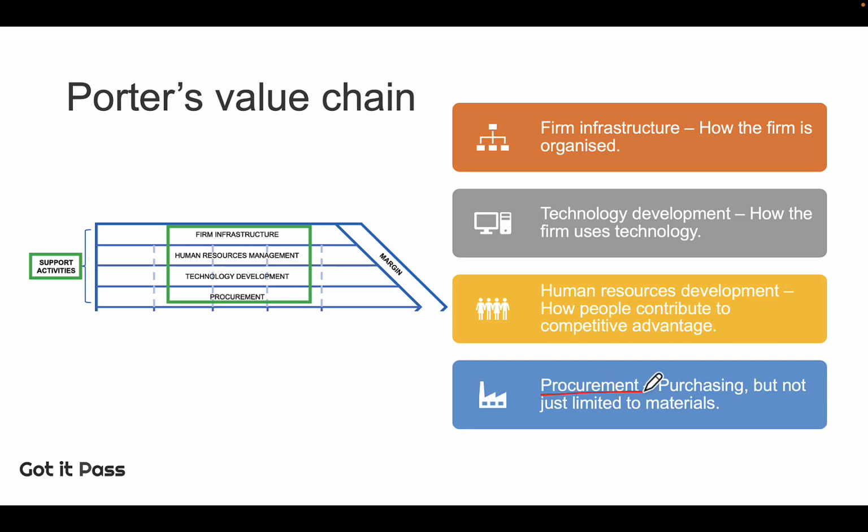And the last element here under support activities is procurement. The description of it is about purchasing, but not just limited to materials. An example of procurement is buying a building out of town, which could give a cost advantage over high street competitors. So it's about where your shop or office is located. If it is out of town, then you have the cost advantage in this case.